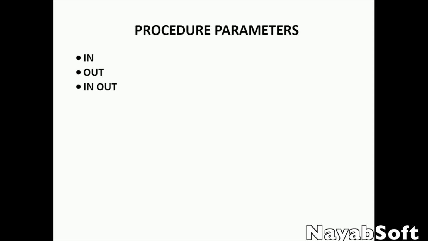You can pass parameters to a procedure. Parameters are of three types. IN parameter is the default type. IN parameters only accept a value as a parameter. OUT parameter returns a value, while IN OUT parameter accepts a value and then returns it back.